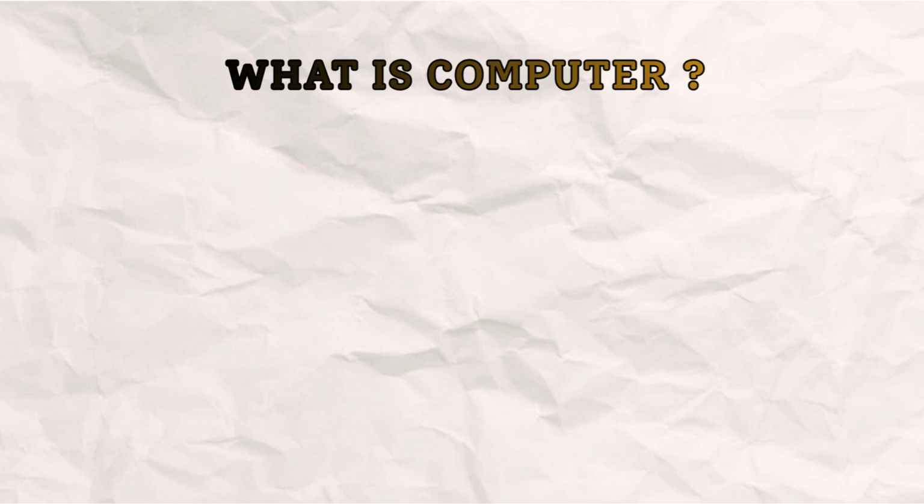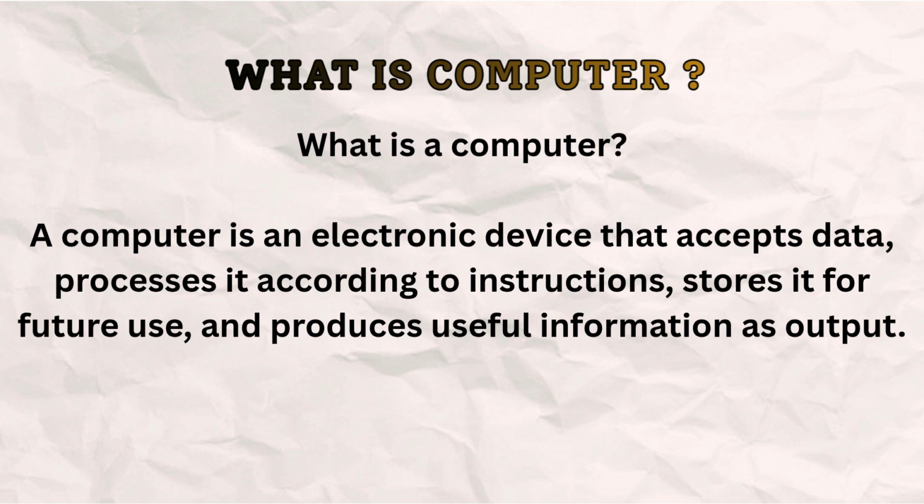What is a computer? Let's start with the most basic question. What is a computer? A computer is an electronic device that accepts data, processes it according to instructions, stores it for future use, and produces useful information as output. That might sound a little technical, so let's simplify it. Think of a computer as a super fast helper. You give it information, it figures out what to do with that information, saves it if needed, and then gives you the result. Whether you're browsing the internet, writing a document, watching YouTube, or playing a game, your computer is following these same basic steps.